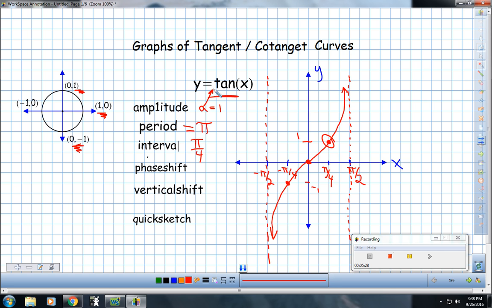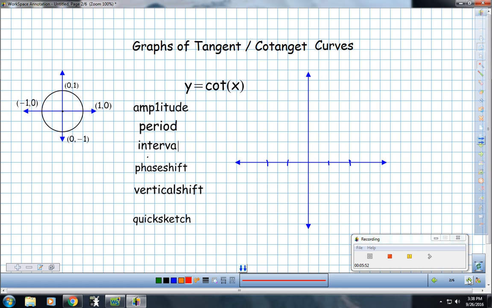Whatever that a value is, when you get to this interval, that's how high it's going to be. So if this happened to be, for example, a 3 tan x, then at this pi over 4 interval, we would have been up here at 3 already. So that's how we can kind of use that a value. Okay, let's go on to the cotangent curve.